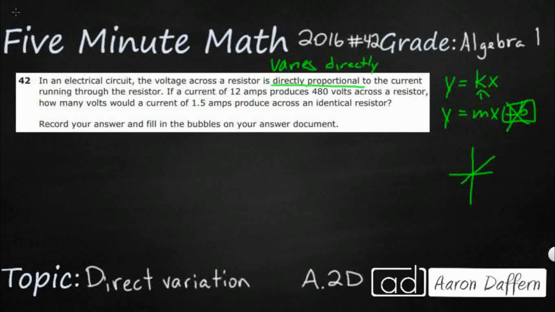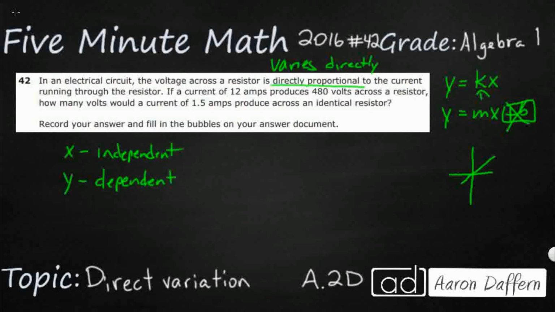So if a current of 12 amps produces 480 volts across a resistor, how many volts would a current of 1.5 amps produce? All right, so we need to identify what is going to be our independent variable. So remember, our x is our independent variable. That's how things start. You multiply that by whatever that constant is, that k, and you get your y, your dependent variable. Sometimes they label them. In this problem, they don't.